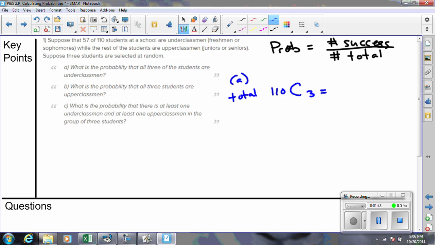Now, we're not going to take the time to go through and do the number crunching. You've got the calculators that'll do the formulas for you. Just plug them in quick, and you will get 215,820.